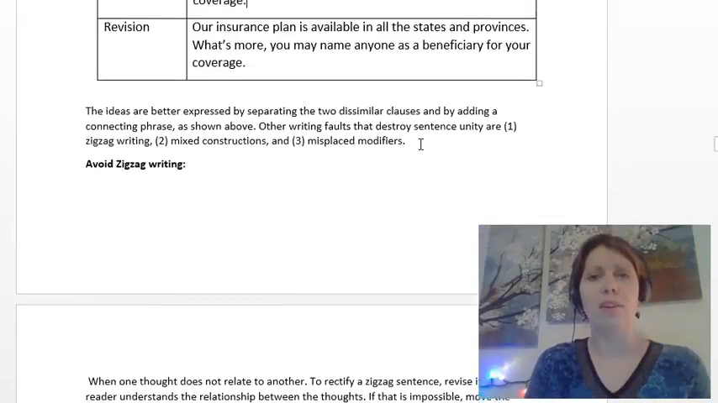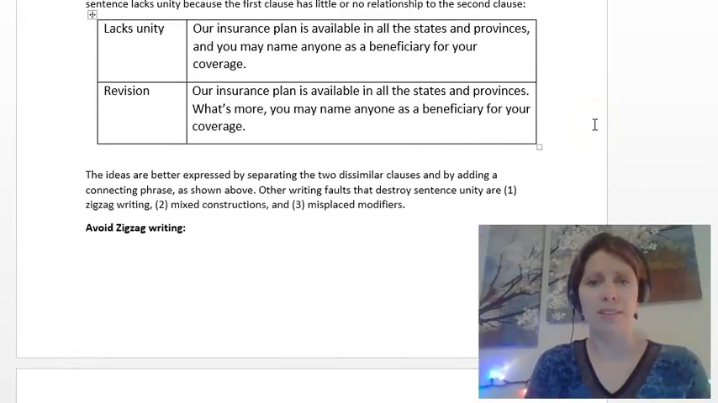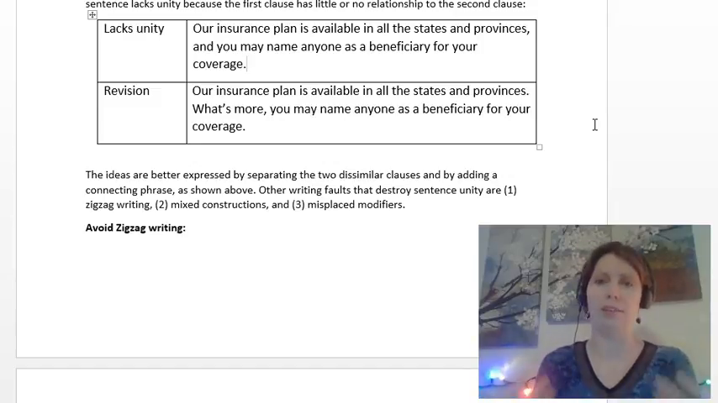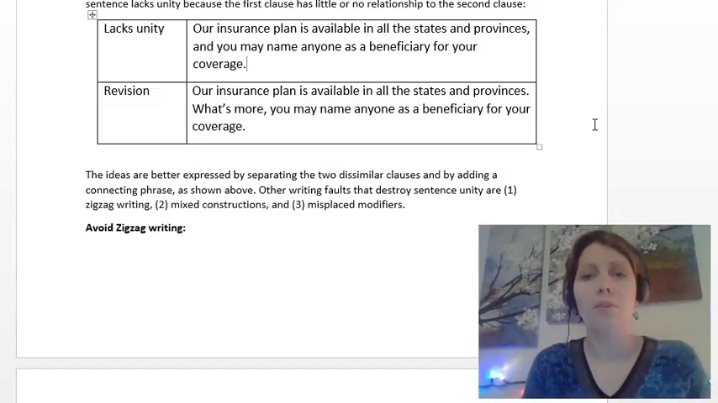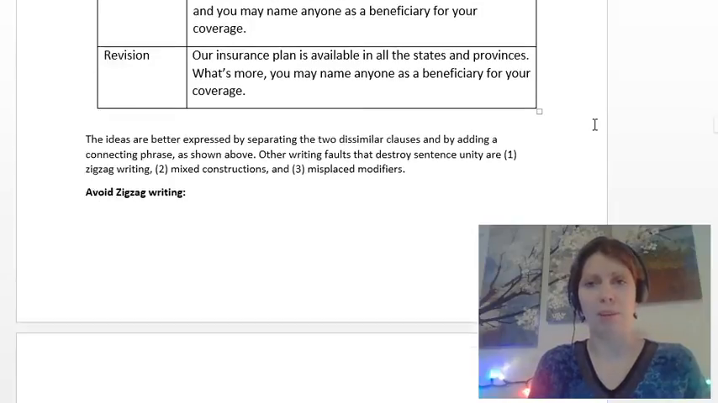The ideas are better expressed by separating the two dissimilar clauses and by adding a connecting phrase as shown above, like what's more, or also, and, all of those. Other writing faults that can destroy sentence unity are zigzag writing, mixed constructions, and misplaced modifiers, which we'll be looking at now.